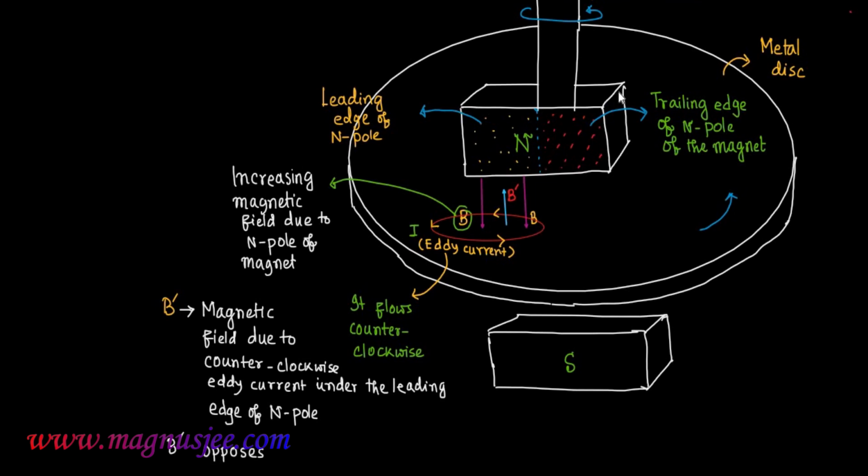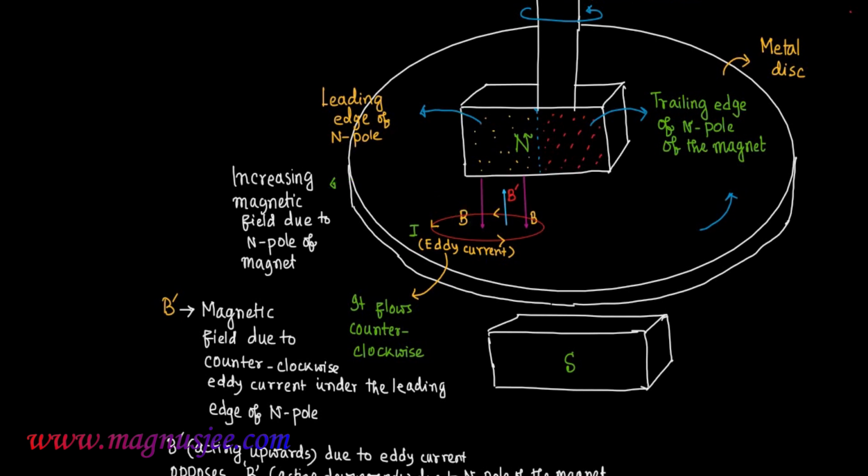So this magnetic field induction B prime, due to the flow of eddy current in the counterclockwise direction, acts in the vertically upward direction. It will oppose the increasing magnetic field B, which acts vertically downward due to the leading edge of the magnet.